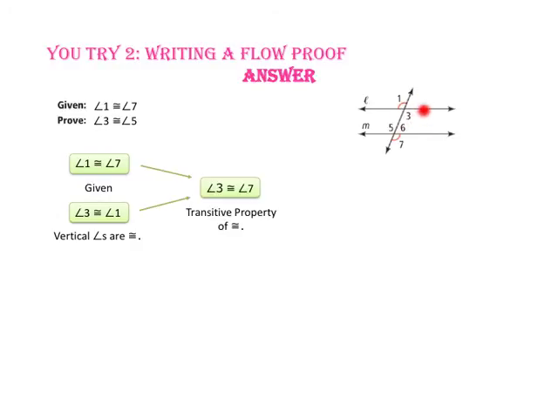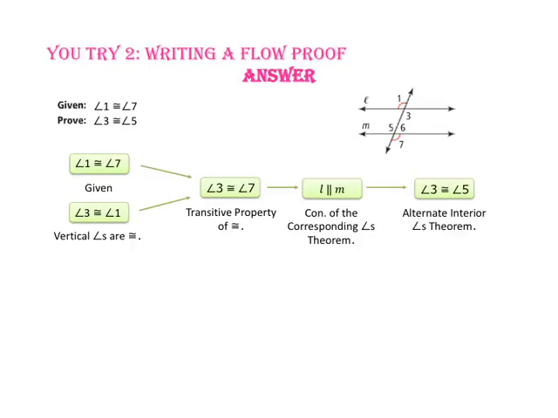Since angle 3 and angle 7 are congruent corresponding angles, line L is parallel to line M by the converse of the corresponding angles postulate. And finally, since angle 5 and angle 3 are alternate interior angles formed by two parallel lines, they are congruent to each other by the alternate interior angles theorem.